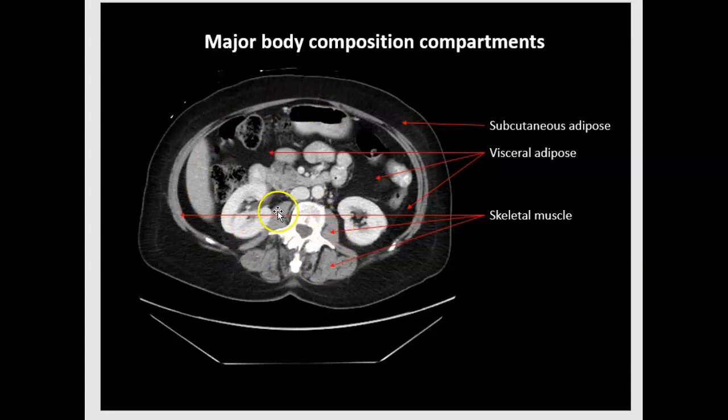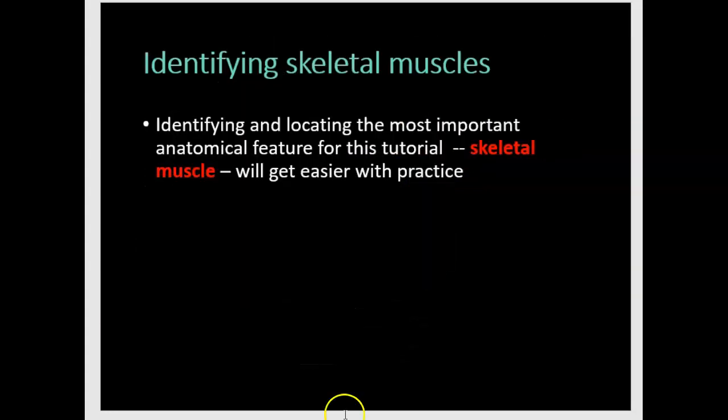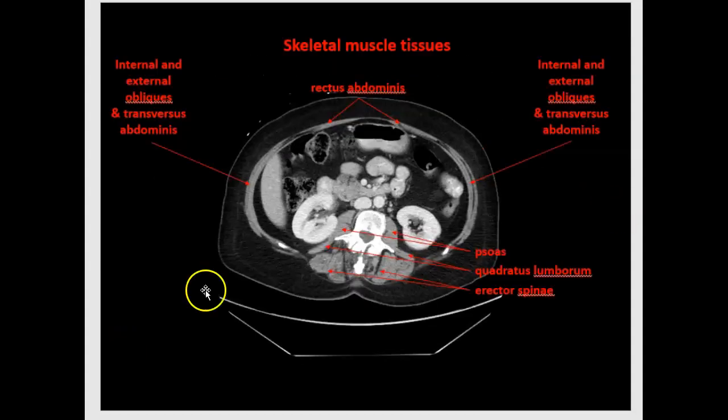And then the final thing, the most important aspect of this tutorial, is trying to identify the skeletal muscle, which, again, I've highlighted here with my pointer as I'm talking, in this light gray area. So again, skeletal muscle is the most important aspect. It's what you're trying to identify, and understanding and identifying this will be easier with practice.